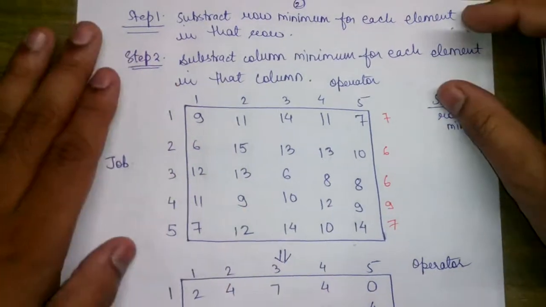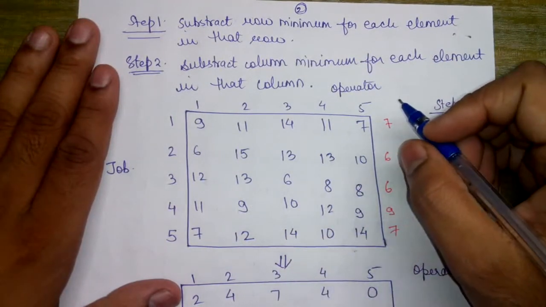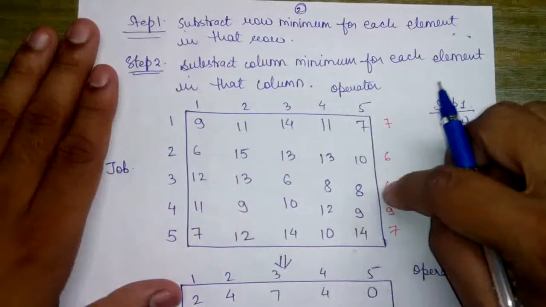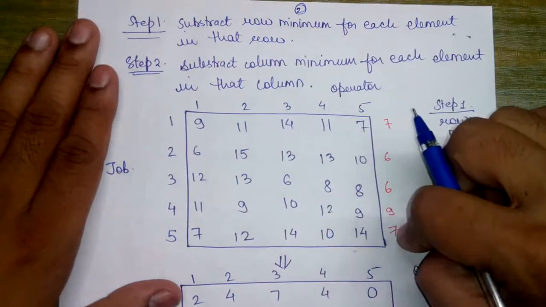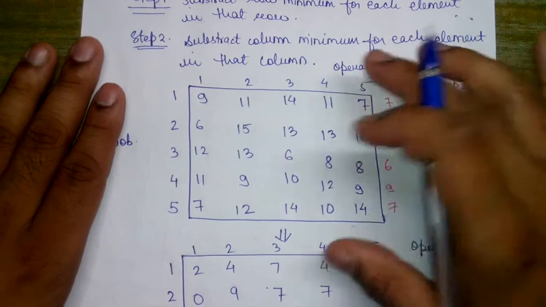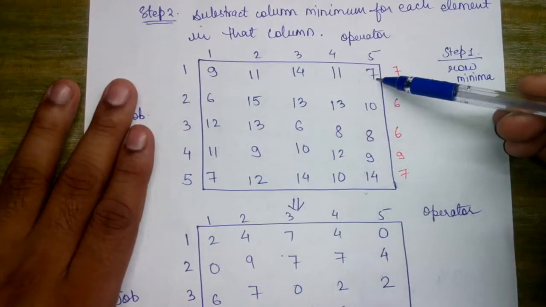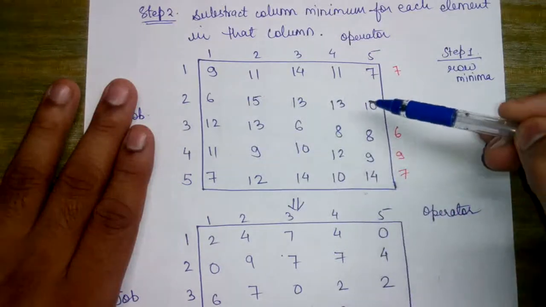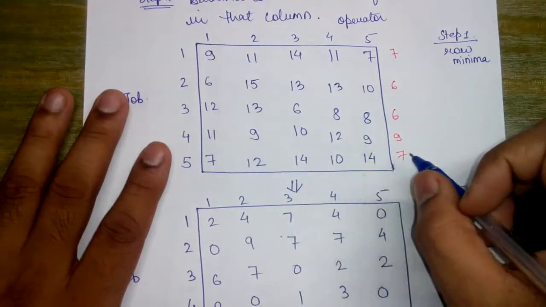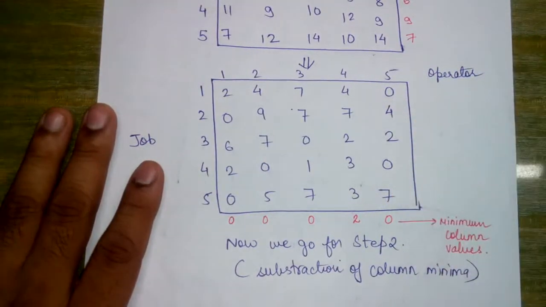The first step is to subtract the row minimum from each element. In each row we identify the least element. In this row it is 7, for this row it is 6, then in this row 6, for this row 9, and for the last row 7. Now we subtract 7 from each element in the first row, 6 from each element in the second row, 6 from the third, 9 from the fourth, and 7 from the last row. After subtracting, we obtain this matrix.